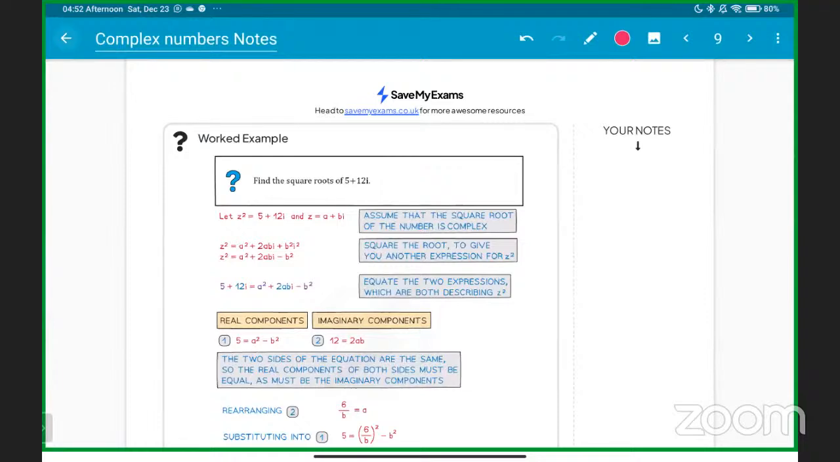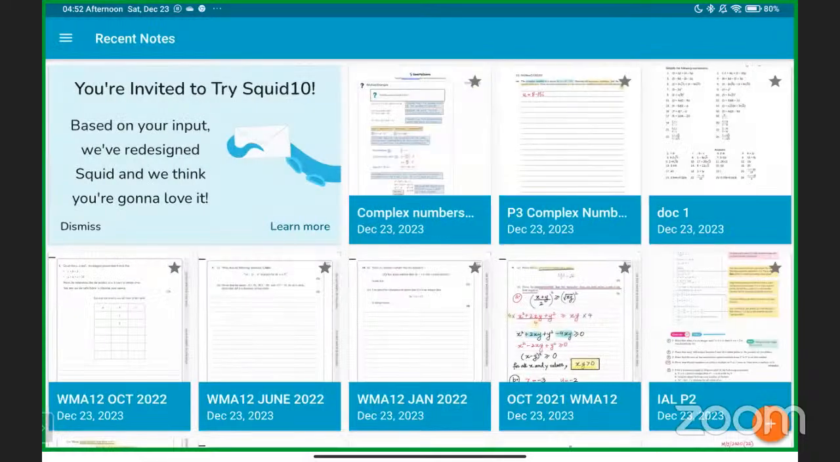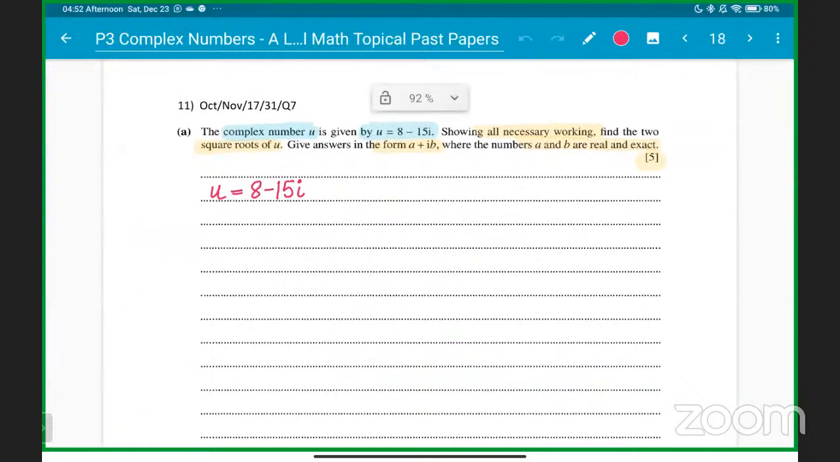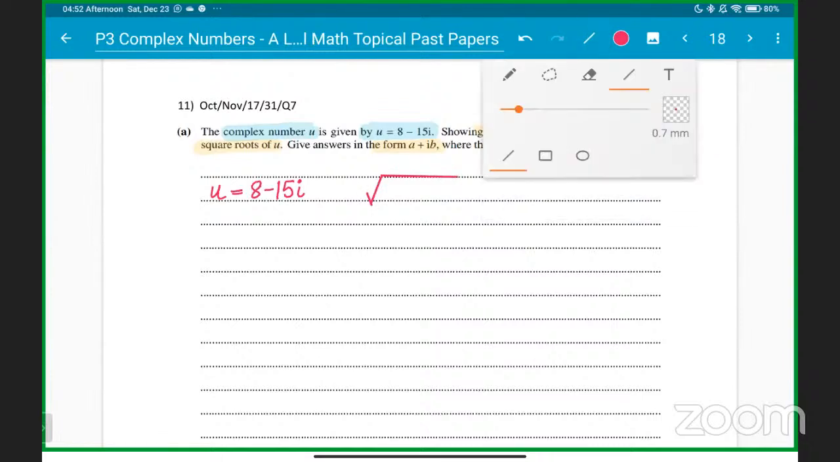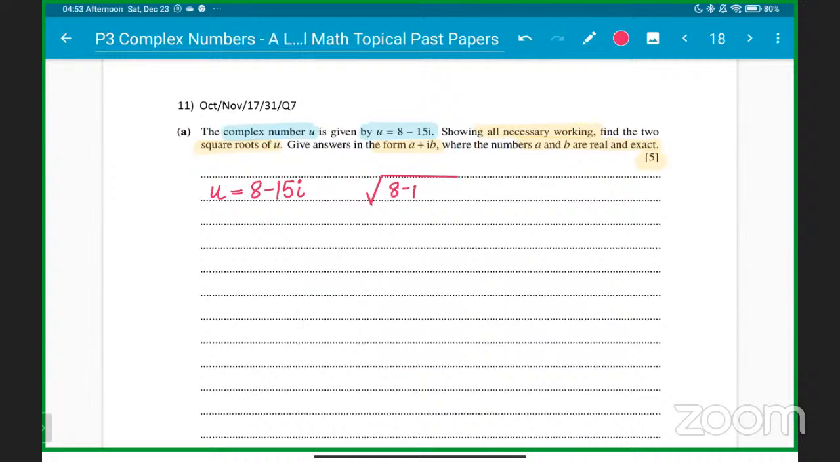Clear? So here we go. Follow how we are going to do it. We have to find the square root of u. The basic understanding here is that 8 minus 15i was in the square root. Eventually you will have to square it and it will become a plus bi. Give your answer in the form a plus bi. So it will be a plus bi whole square. Okay, everyone getting it? Clear?